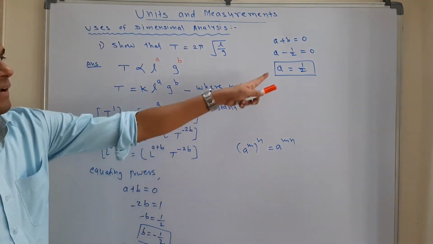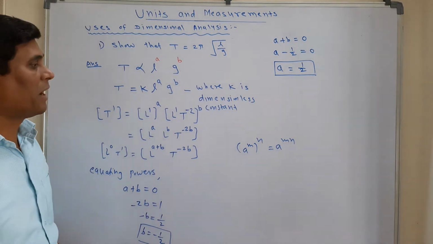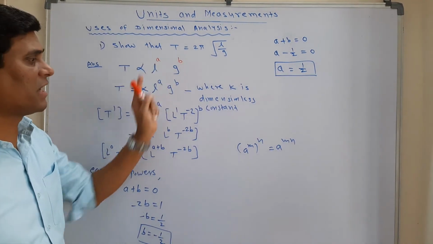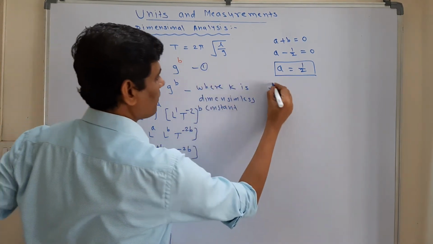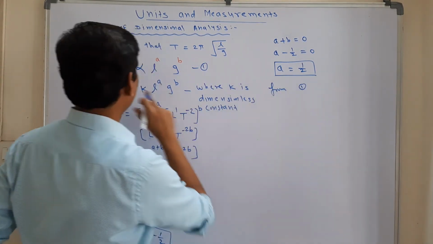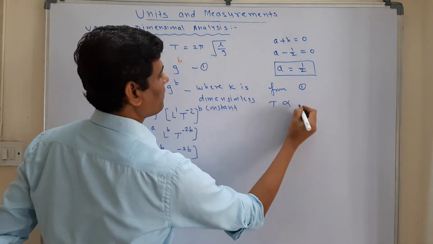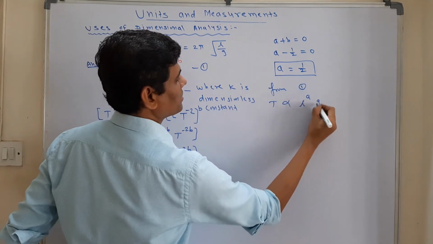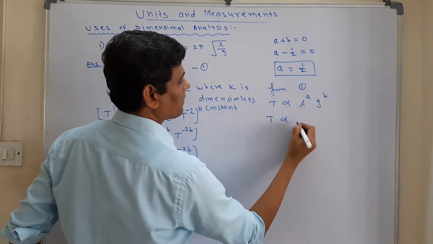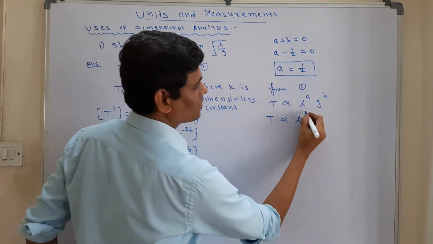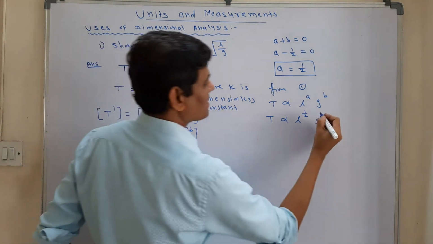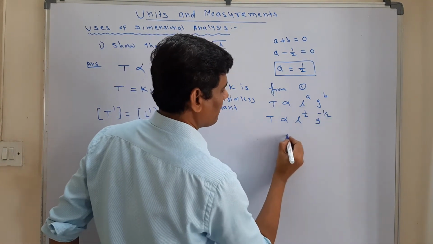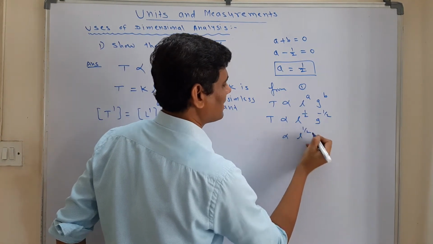So we got the value of A, we got the value of B. Now we have to put the value of A and B in this equation. Let us say this equation is 1. So from 1, T is proportional to L raised to A, G raised to B. So T is proportional to L raised to, what is the value of A, half, and G raised to minus half. Okay, proportionality sign, L raised to half as it is.